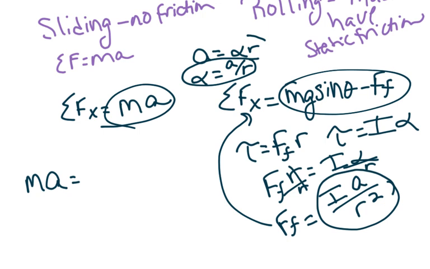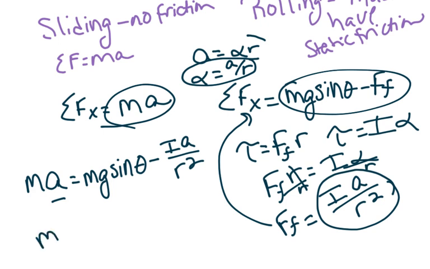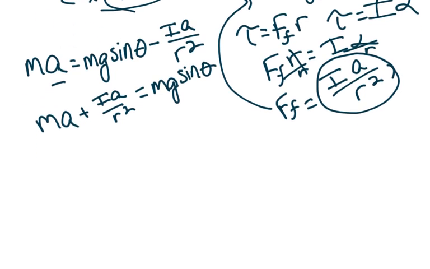So mass times the linear acceleration equals mg sine theta minus the rotational inertia times that linear acceleration divided by the radius squared. All right, and then it just becomes simplifying everything to get the linear acceleration by itself. So using algebra, I'm going to add the rotational inertia term to both sides. And that's going to equal the mg sine theta, which is the component of gravity that is contributing to the acceleration down the ramp.